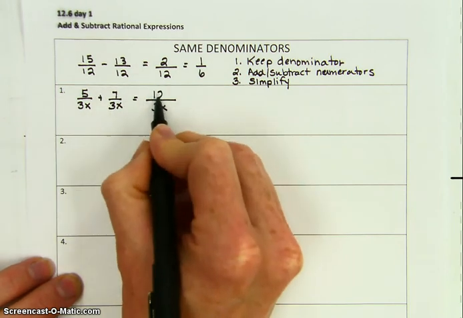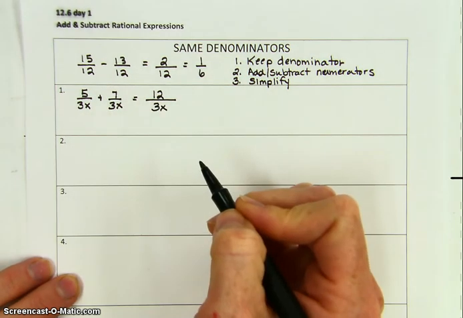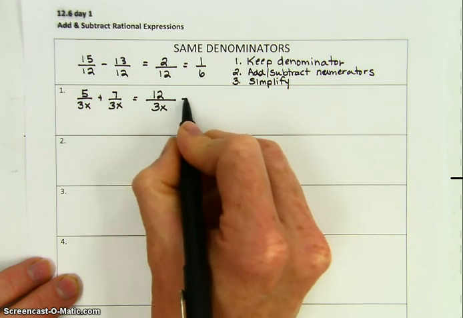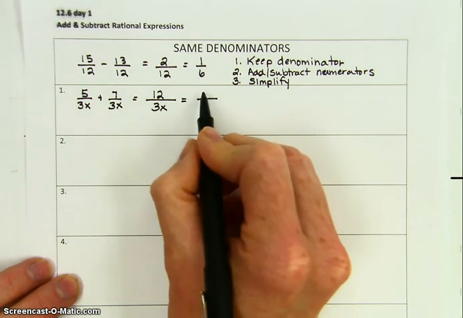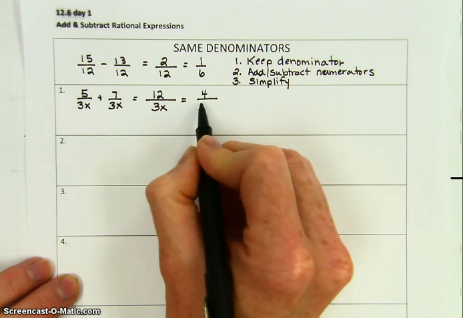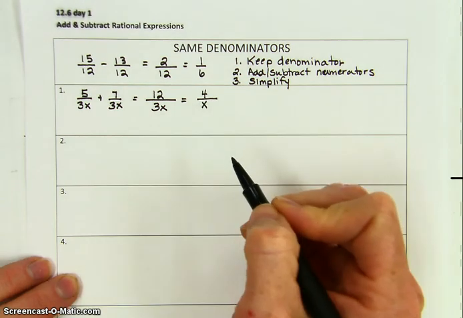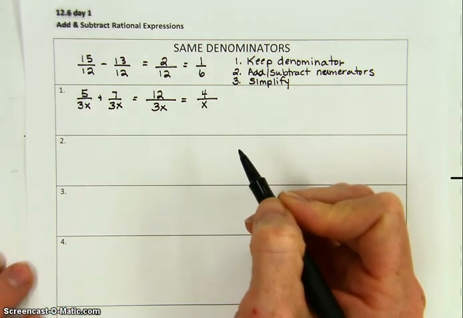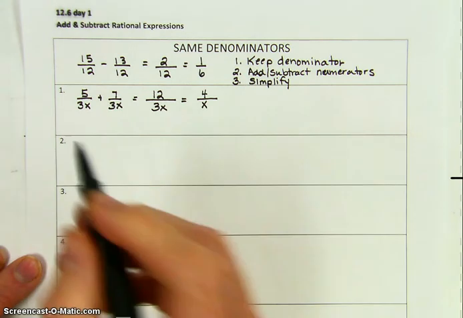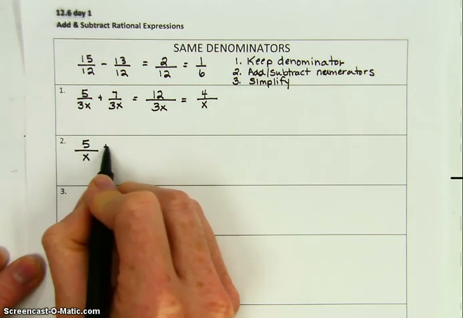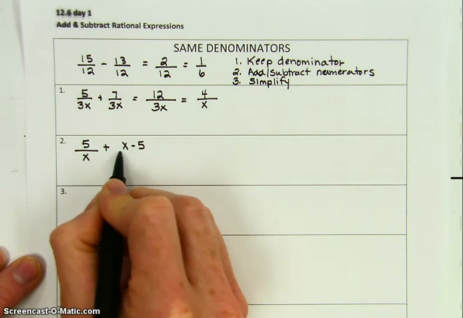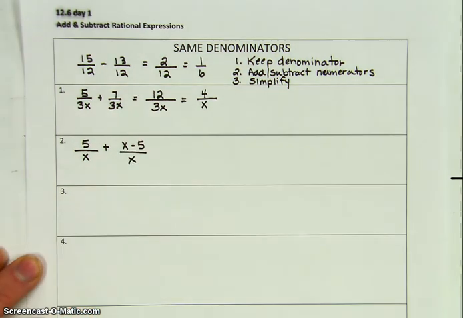So we simply keep the denominator of 3x, add or subtract our numerators. So this would be 12. And the third step would be to simplify. And we know that these are factors, so we can simplify this down to 4 over x. And it's just that simple. Okay, number 2, 5 over x plus x minus 5 over x. Now this one you do need to be a little bit careful with.